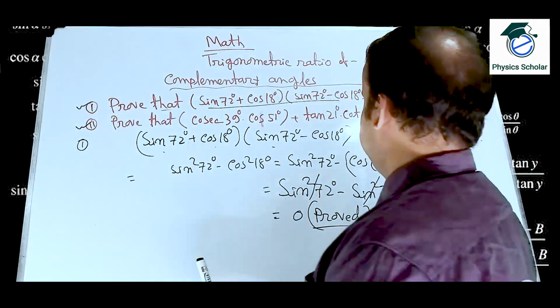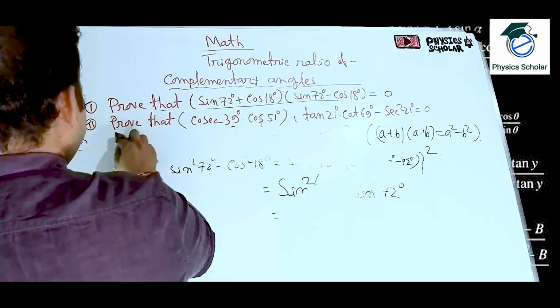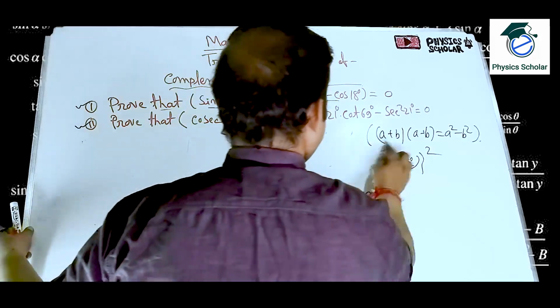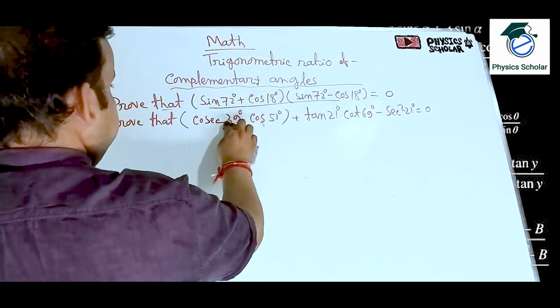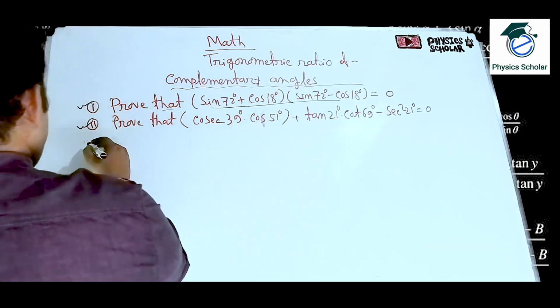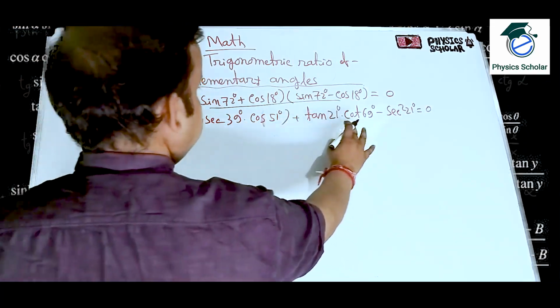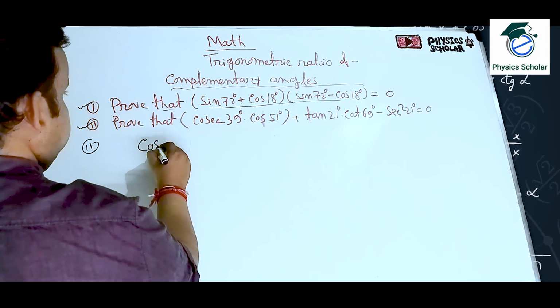Now let us move to sum number 2. Sum number 1 we have solved, hope you have understood. Sum number 2, we have to prove this is equal to 0. That means the answer is given.